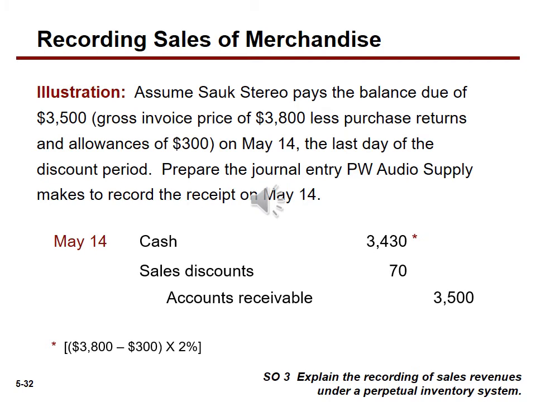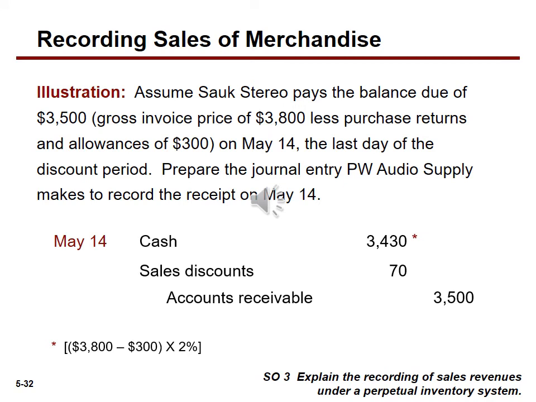Going back to our example, in this illustration, we're going to assume that Souk Stereo pays the balance due of 3,500, which is basically the 3,800 minus the 300 worth of products that they have returned. And they're going to pay the amount to us on May 14th. So based on that information, we also know that they're going to get a discount. Here also in the transaction, it's telling you that this is the last day of the discount period. Now prepare the journal entry PW Audio Supply makes to record the receipt of that money on May 14th.